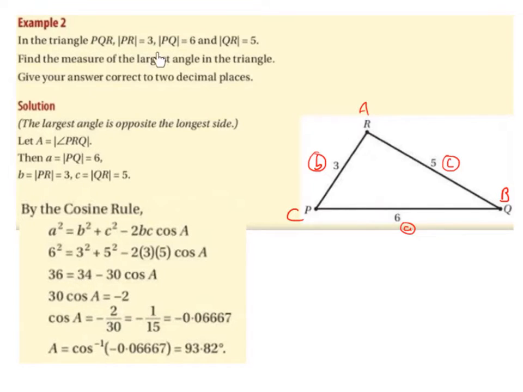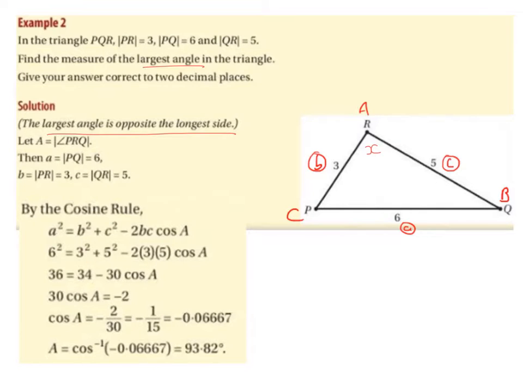We were asked to find the measure of the largest angle. It's important to note that the largest angle is opposite the longest side. And since 6 is the longest side, angle P or Q must be the largest angle. So I'm going to label that as X. That's what I'm looking for.